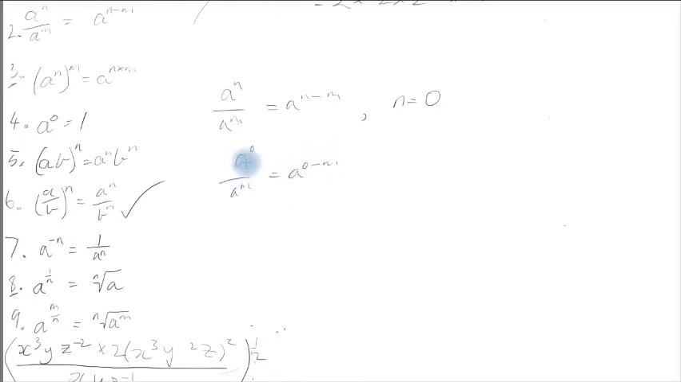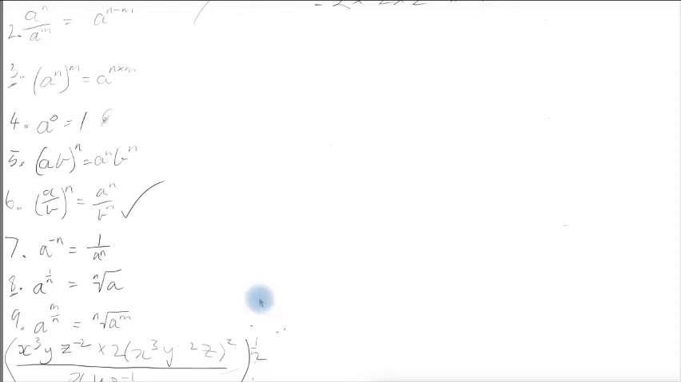Now a^0 is of course equal to 1. We did that in index law number 4 here. So we've got 1 over a^m equals a^(0 minus m), which is a^(-m). And this of course is nothing other than index law number 7, so we have proved it, we're done.